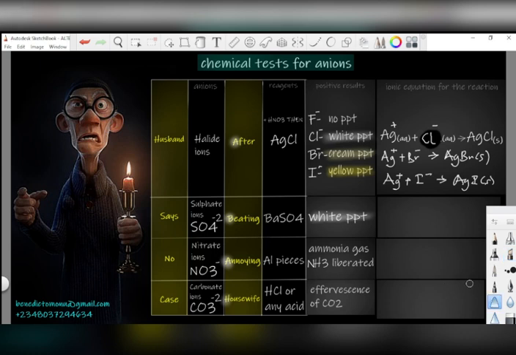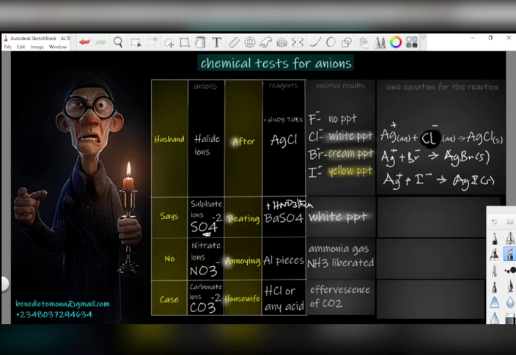The same thing will happen. In the test, they will add nitric acid, then followed by aqueous barium nitrate. So where you hear the word barium, your mind goes to the sulfate ion, that means they are testing for the sulfate ion. A white precipitate will be the result. The positive result will be a white precipitate. Otherwise, it's not the sulfate ion you're testing for.